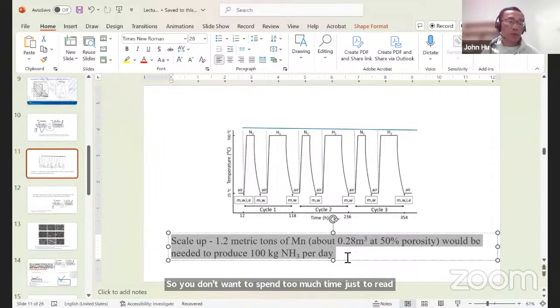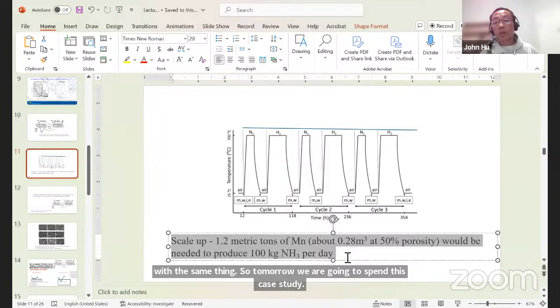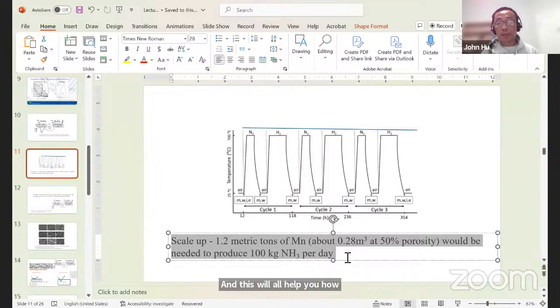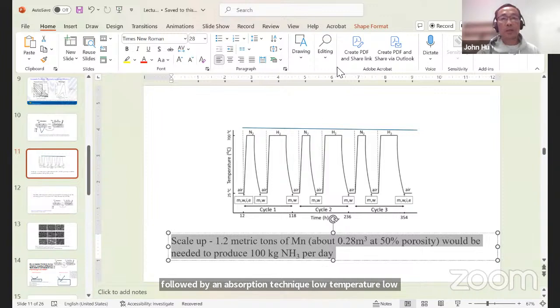So tomorrow this is going to be a case study, and it will help you with how you size the chemical looping reactor. We are going to spend one lecture talking about this reactor sizing, followed by adsorption technique, low temperature, low pressure, and the technical economic. So that'll be tomorrow, depending on if we can finish. Thank you, everyone. See you tomorrow.